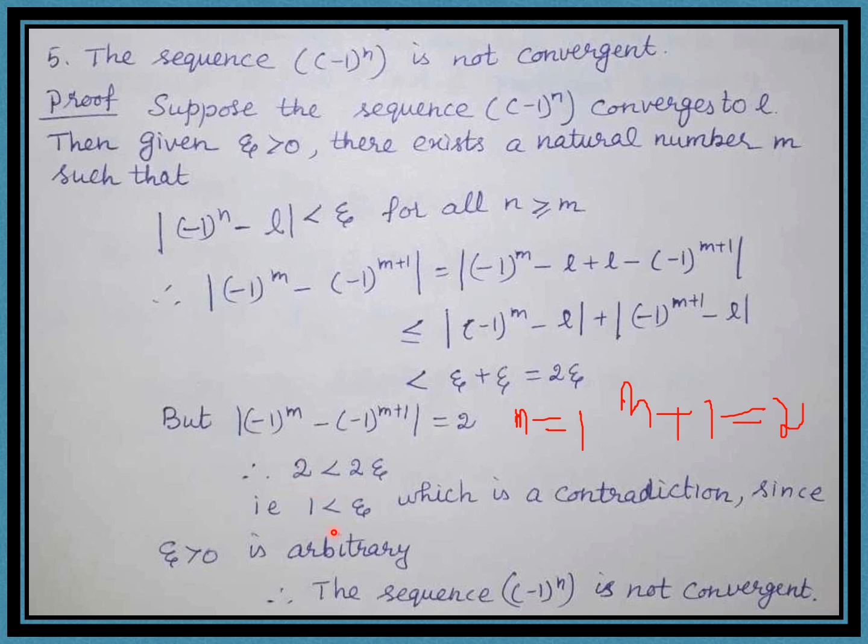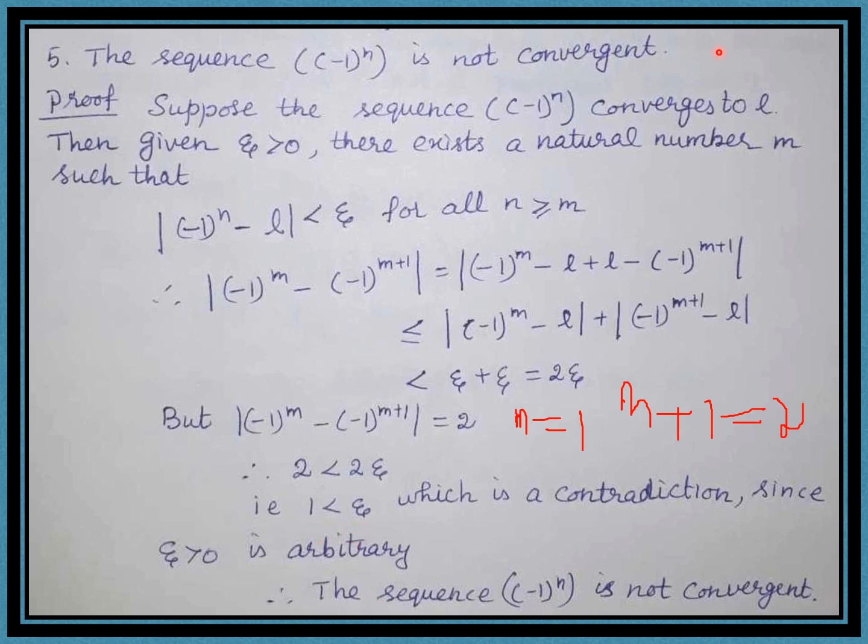Cancelling 2, we get 1 is less than epsilon. But we have chosen epsilon greater than 0 as an arbitrary value. That means the epsilon value may be less than 1 also. It may be 0.1 also. It may be 0.001. It may be 0.00001. So 1 less than epsilon is impossible.